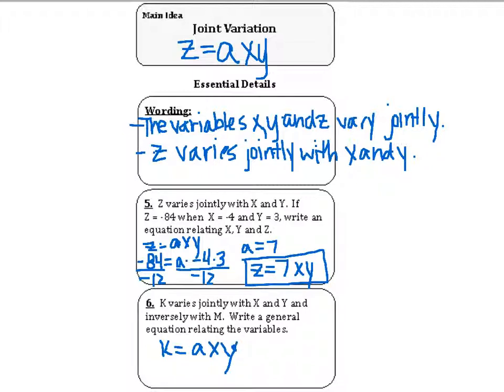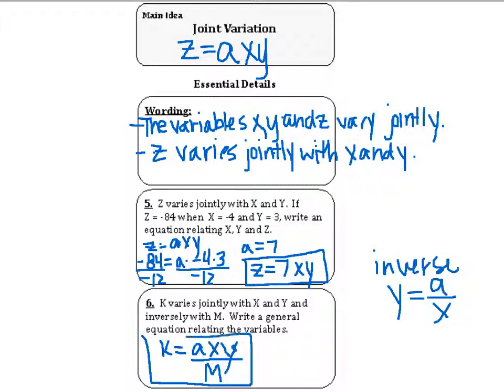Okay, but it's got more to this problem. It says, and inversely with m. So your inverse variation, let's think about that. If you look back at your frame, at the top column, inverse is y equals a divided by x. Okay, so inversely with m would tell us we need to do some division here, and we need to divide by m. So this would be your answer for k varies jointly with x and y and inversely with m.